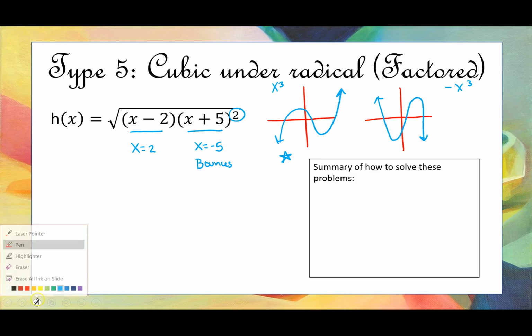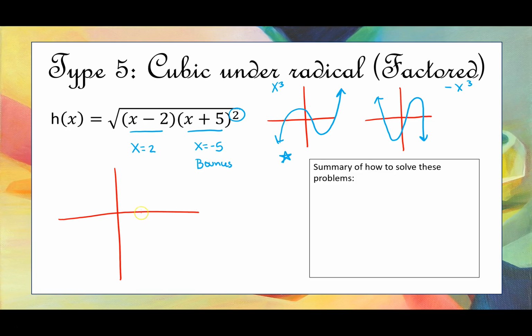So if you're not sure what I'm talking about, let me show you right now. First thing that we're going to do is label our 2 and label my minus 5, and it's going to bounce here. Okay, you might even want to put in parentheses bounce. But if it has just a degree of 1, it's just going to cross. It's not going to bounce at all.